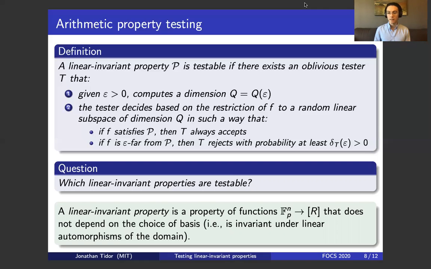An example of something which isn't linear invariant is the property of being a k-junta, since to define this property, you need to pick a basis for your vector space.